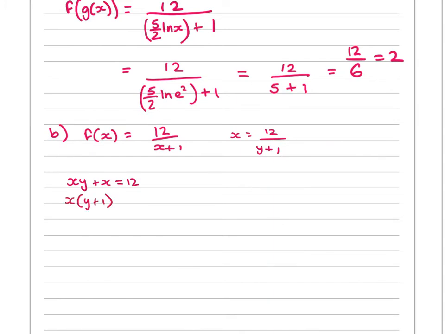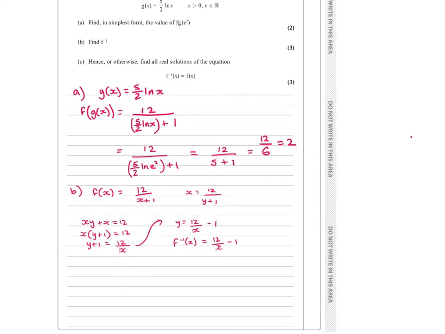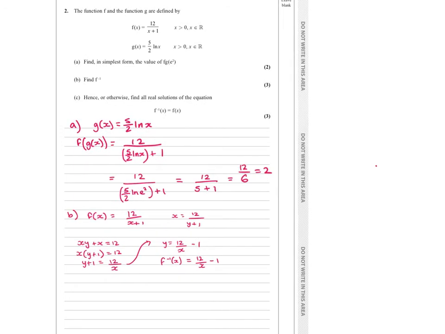x is y plus 1 equals 12. So I'm going to get y plus 1 equals 12 over x. So therefore, y equals 12 over x minus 1, which is my inverse function of f of x. It then says, hence, or otherwise, find, oh wait, we haven't written our boundaries.